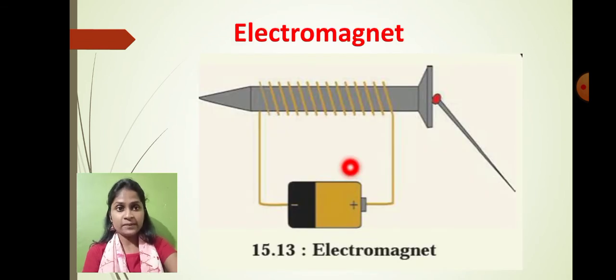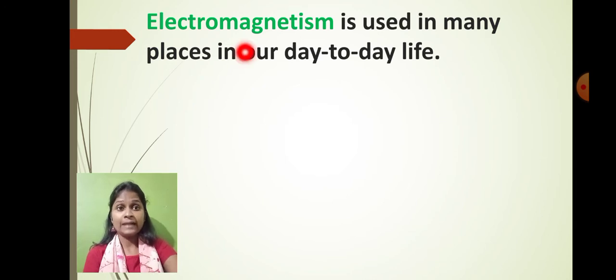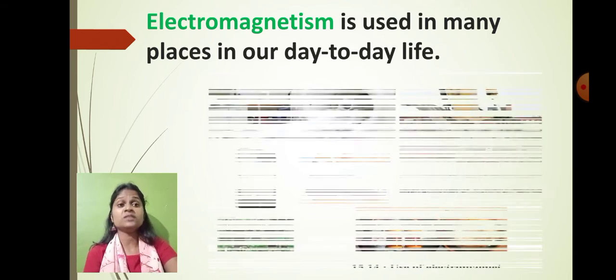So can you see here? This is the iron material. Around the iron material, we are trying to provide the electricity. If we provide the electricity to the iron material, the electromagnetic force will be created, right? And do you know that this electromagnetism is used in many ways in our day-to-day life, in a huge amount.